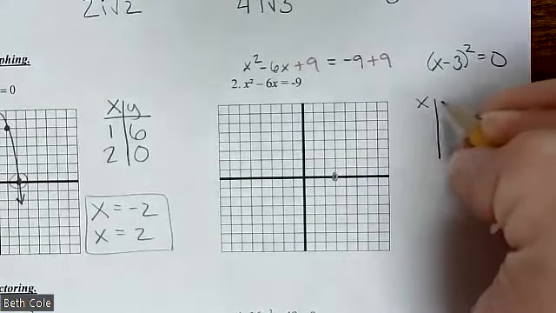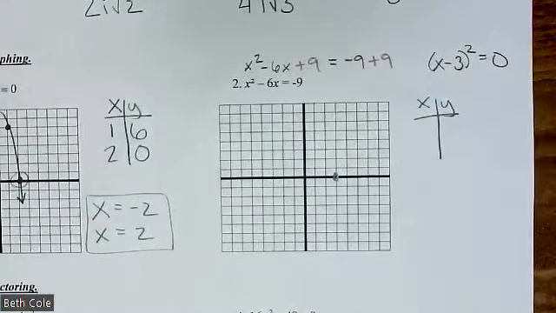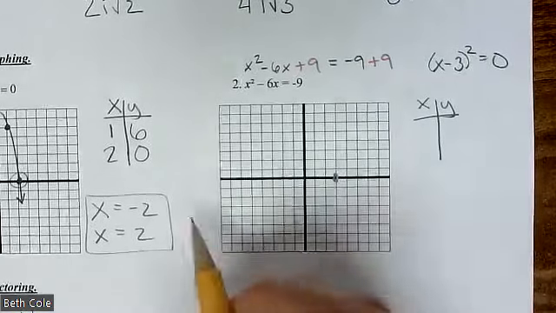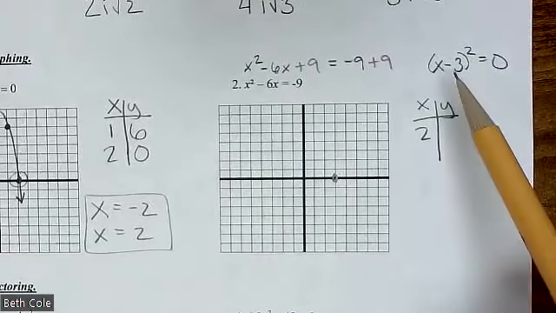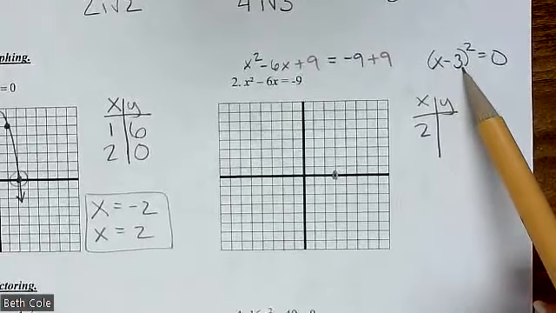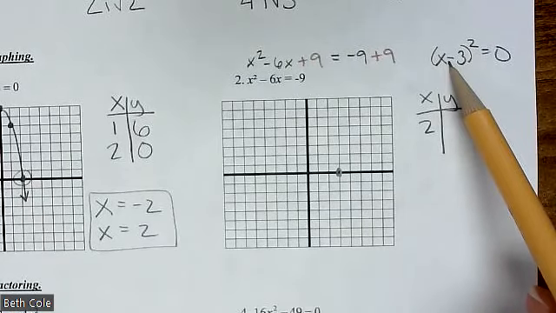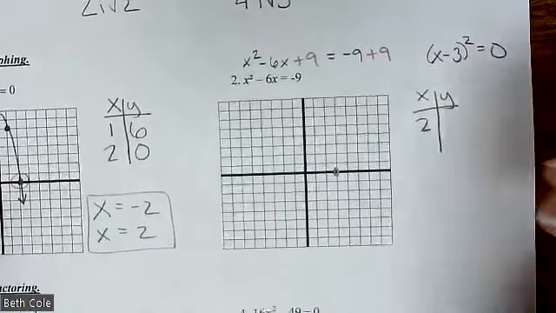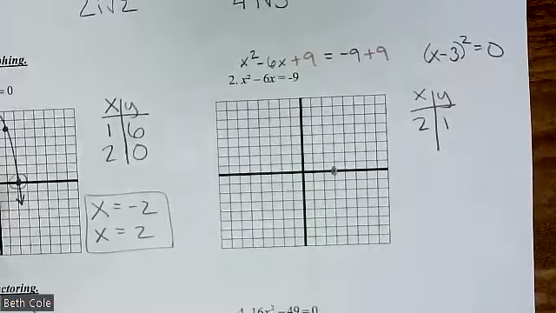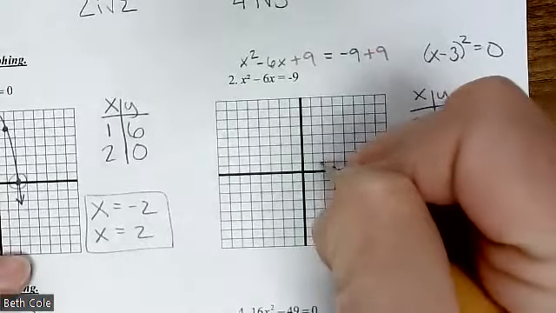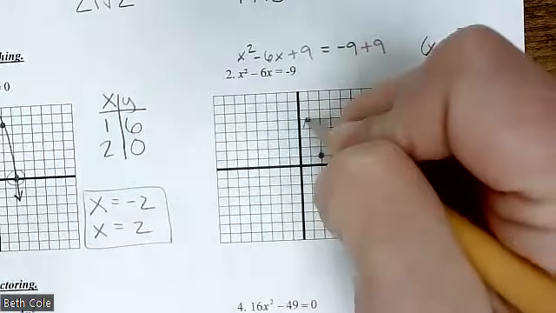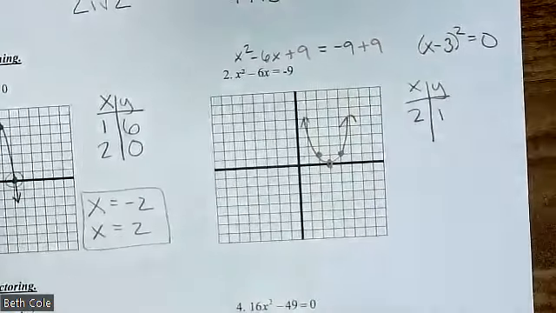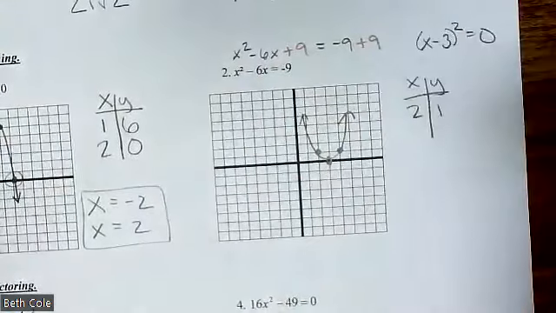And then let's make a table. We'll get a few more points. What do you want to try and plug in? 2 is a good choice. See, we're centered at 3, so plugging in 2 is a good choice. Let's see what that gives us. 2 minus 3 is -1 squared is +1. When you square something, it's going to be positive. So you get 2, 1, and then you would also get 4, 1. And there's your parabola. Do you remember what this line is? We'll do more review of last time.